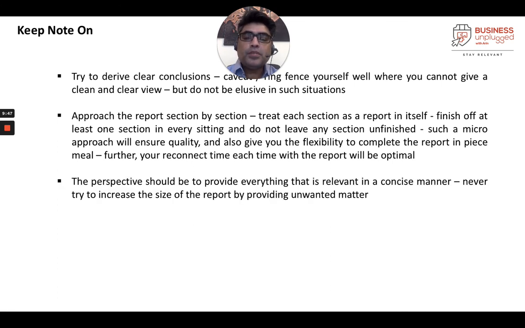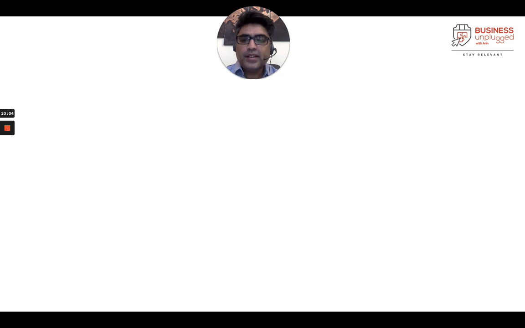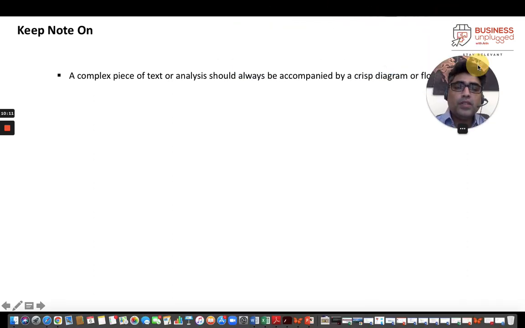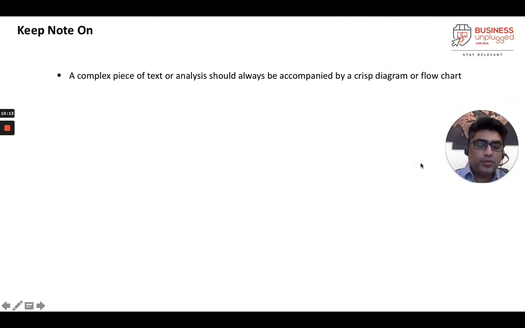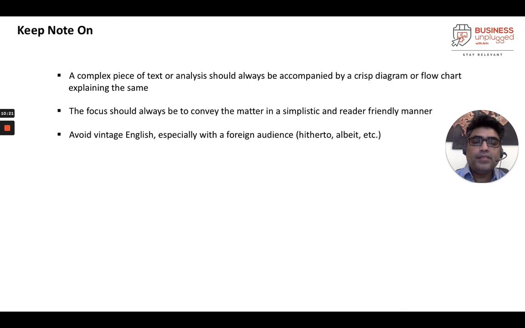The perspective should be to provide everything that is relevant in a concise manner. Never try to increase the size of the report by providing unwanted matter. Use short sentences, have short paragraphs, have as much analytical content as possible using tables and diagrams whenever you can, right? Also, a complex piece of text or analysis should always be accompanied by a crisp diagram or flowchart, which I mentioned earlier as well, explaining the same.